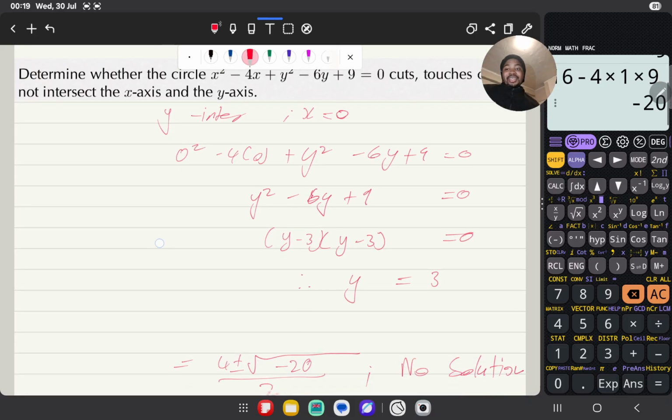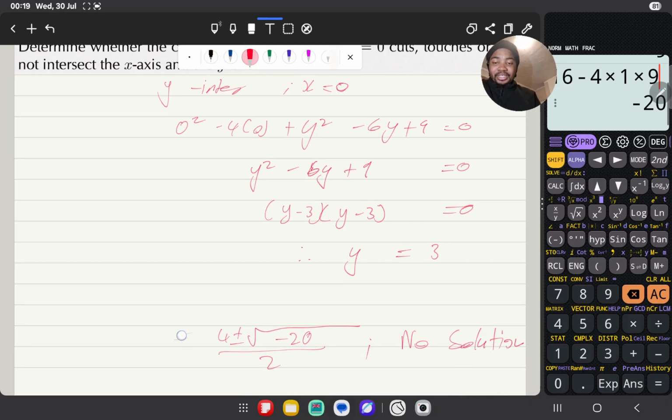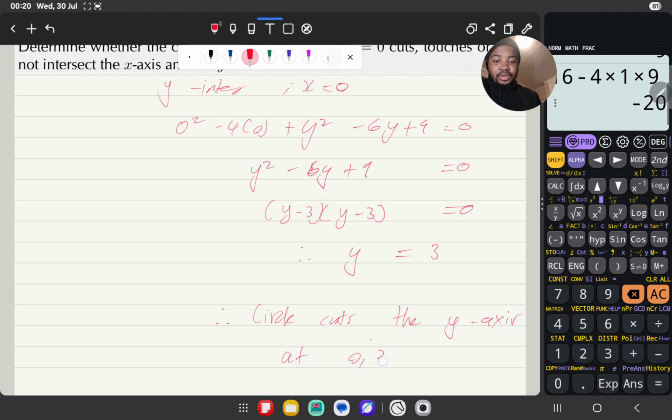And then here you would say okay, therefore the circle cuts the y-axis at (0, 3), right?